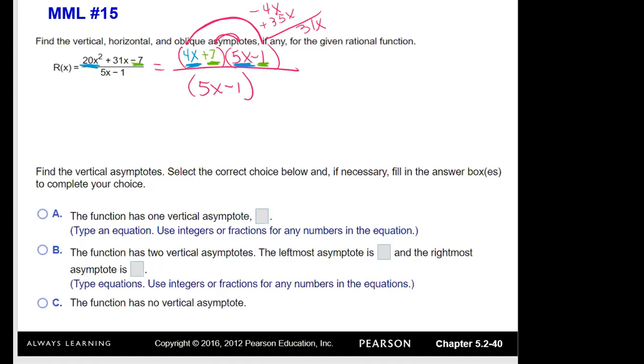And now I can see, okay, that cancels that, which means this thing reduces to 4x plus 7, technically over a 1. That means there is no vertical asymptote, because 1 is the same thing as 1x to the 0, and your denominator cannot be a power of 0.